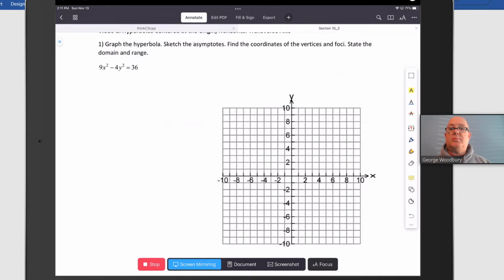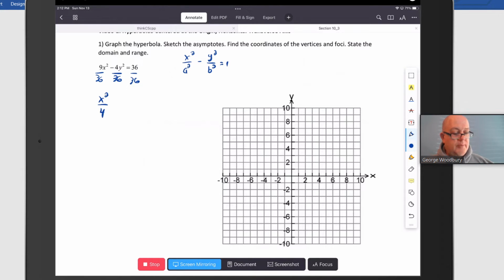I'm looking to graph this hyperbola, and I need to get it into the right form. I'm looking for something like x squared over a squared minus y squared over b squared equals 1, which I don't have yet. But just like with the ellipse, if I divide both sides of the equation by 36 and simplify, it will be in that form. 9 over 36 becomes a 4 in the denominator. So x squared over 4 minus, 4 divides into 36 nine times, y squared over 9 equals 1. So I know the center is 0, 0.